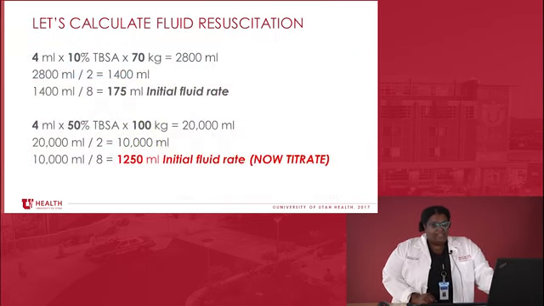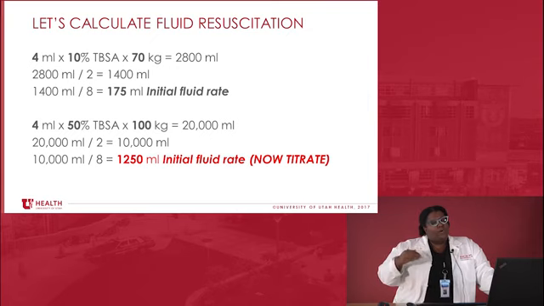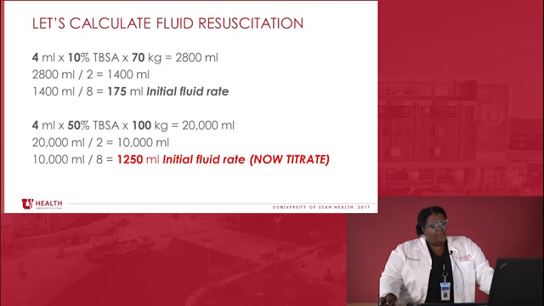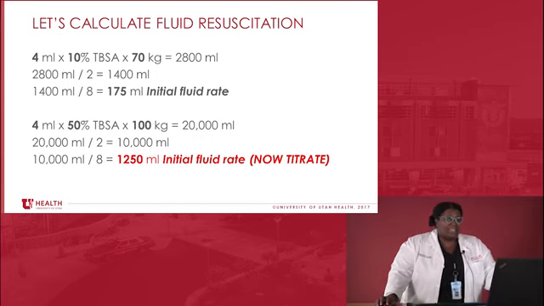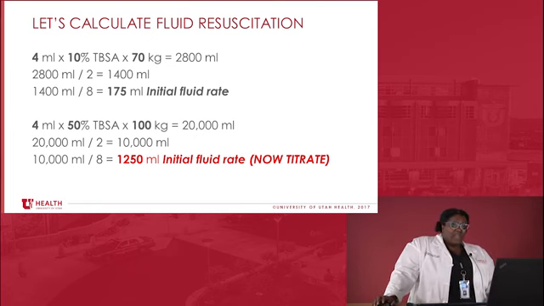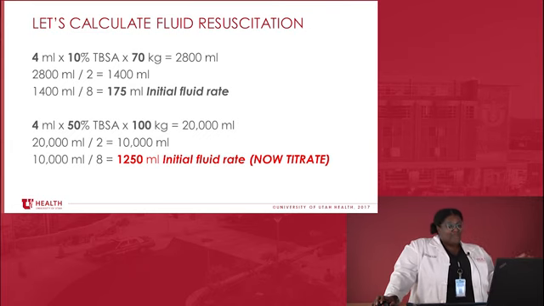And here's how we calculate it. It's really pretty straightforward. And what we're trying to get at is the start rate. Where do we start our fluids for resuscitation? So if we have a 10% burn in a 70 kilogram person, we're going to calculate the 2800. We'll divide that by 2 because we're going to give half of it over the first 8 hours, and then we divide it by 8 to get the initial fluid rate, which is 175. If we have a bigger burn, look what we get. 1,250 mLs an hour. That's a bolus. But that is their fluid rate.